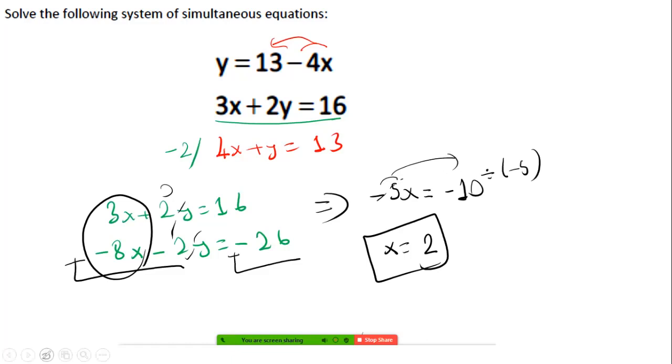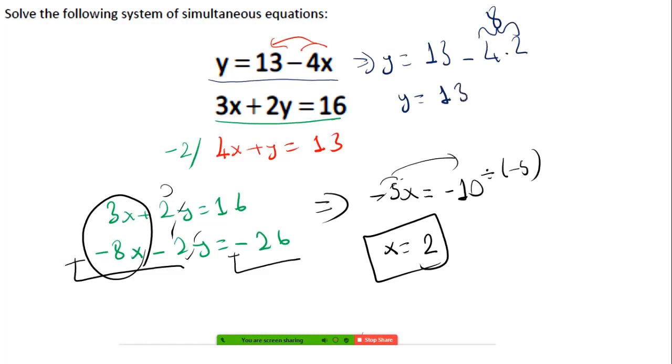And then you take this 2 and put it instead of x into any of those equations. So let me take this one. y equals 13 minus 4 times 2. This one is going to be 8. So y is 13 minus 8. So y is going to be 5.